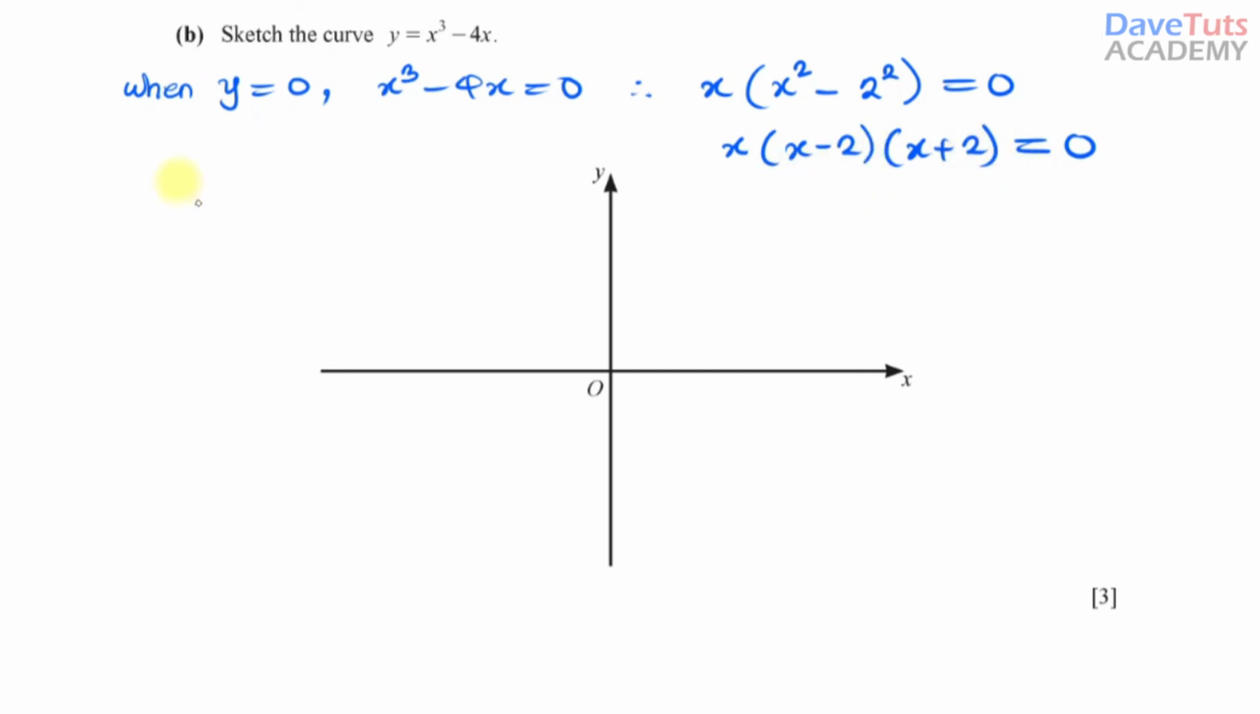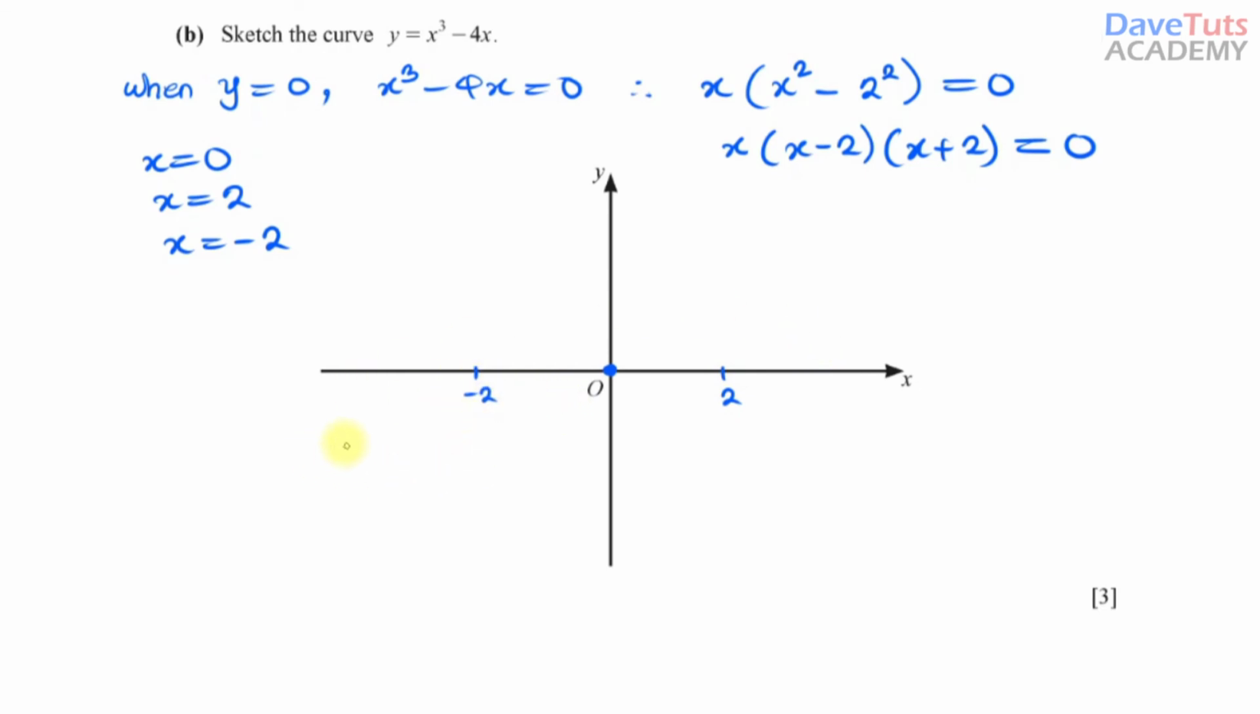The solution to this means that either x is equal to 0, or x is equal to 2, or x is equal to minus 2. That's the solution for all of this. X is either 0, or x minus 2 is 0, so that x will be 2, or x plus 2 is 0, so that x will be minus 2. So these are the solution points: x is 0 here, then x is minus 2 here, and here, x is plus 2. Those are the values for x.